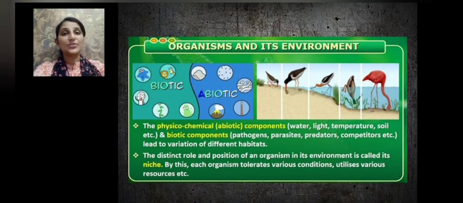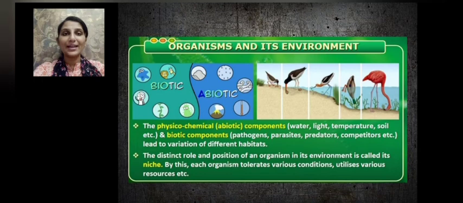We know an ecosystem is composed of biotic and abiotic components. The abiotic components, that is the physicochemical components of an ecosystem, are water, light, temperature, soil, etc. And what are the biotic components present in an ecosystem? They are the pathogens, parasites, predators, competitors, etc. And these two components, the biotic and the abiotic, lead to variation of different habitats and the distinct role and position of an organism in its environment.